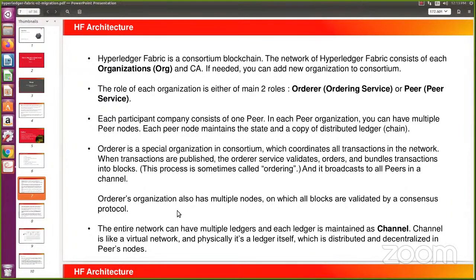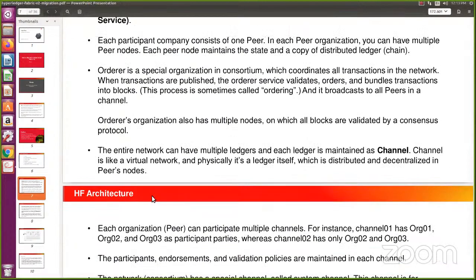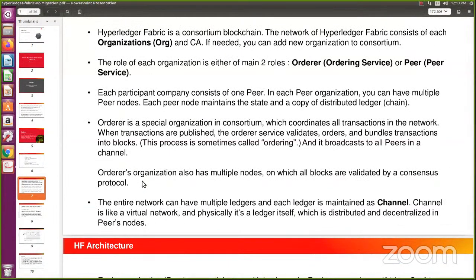The ordering organization can also have multiple nodes, which again comes back to the consensus protocol, based on how the organizations have set it up. Again, it goes back to policy. In Fabric policy, you can define what the endorsement policy would look like, for example, for a certain transaction, what the endorsement would look like.